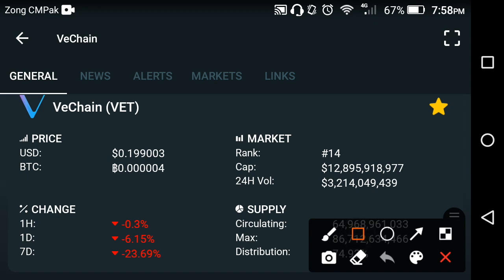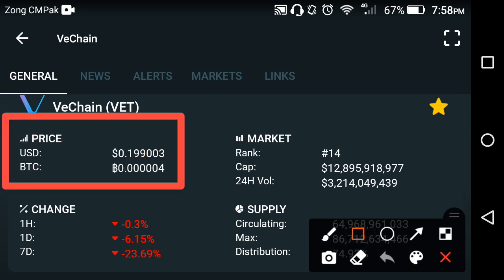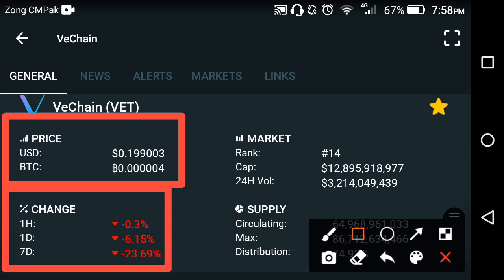First of all, we talk about the current price of Vechain. As you can see, the current price is about 0.199003 USD. That is the current price of Vechain coin. And if we talk about the changes occurring in Vechain, the last 1 hour change is negative, the last 1 day change is also negative, and the last 1 week change is also negative.